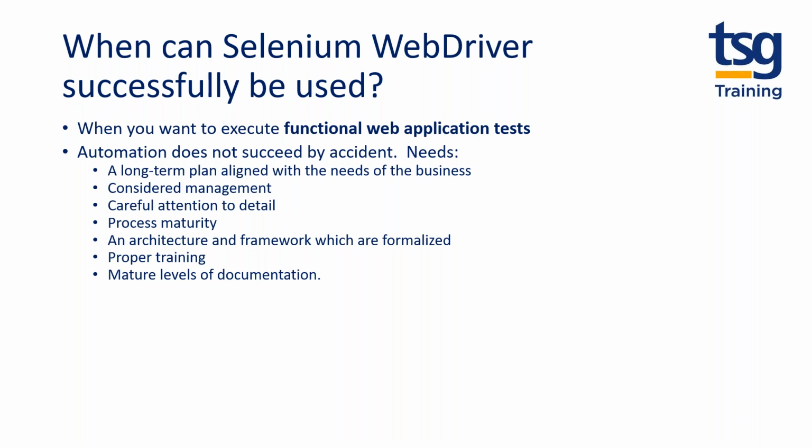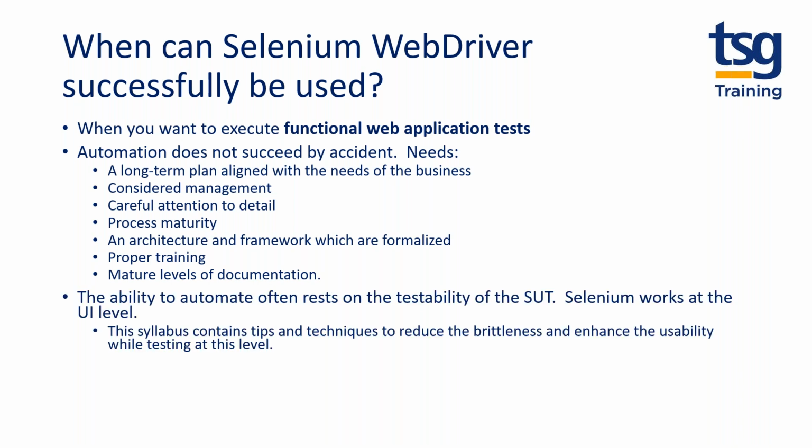You're going to need a formalized architecture and a framework, timely and adequate training, and also a mature level of documentation. So those are things that will help success. But also the ability to automate often rests on the testability of the system under test, the SUT. Frequently, the interfaces of the SUT are just not suitable for testing. The success or failure of automation may hinge on getting special or private interfaces, often called hooks, from the developers of the system.